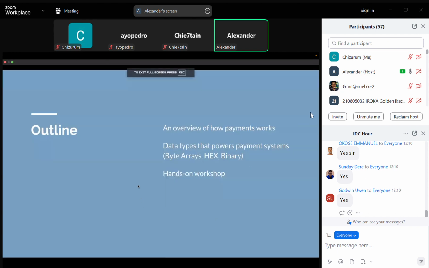I'll outline today an overview of how payment works, the data types, and the payment systems. We'll talk about byte arrays, hexadecimal, and binaries. And then we will do some workshop, right?